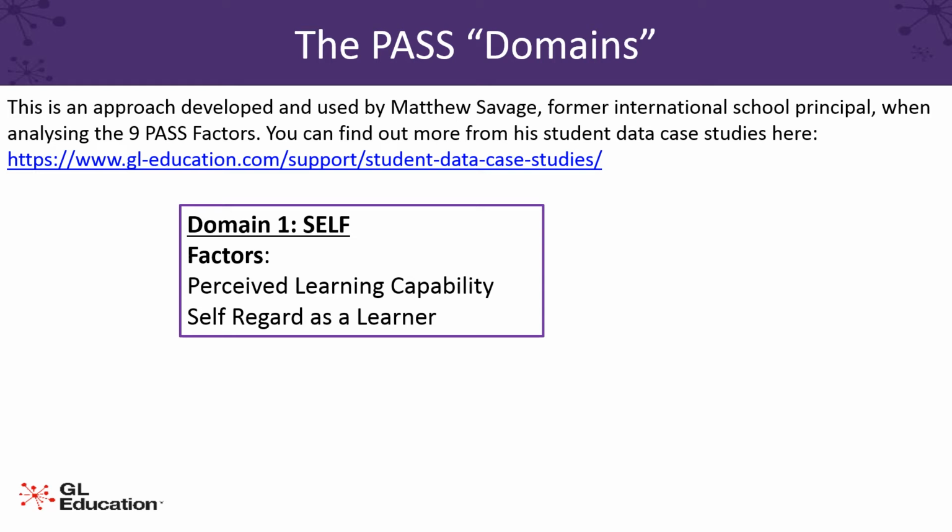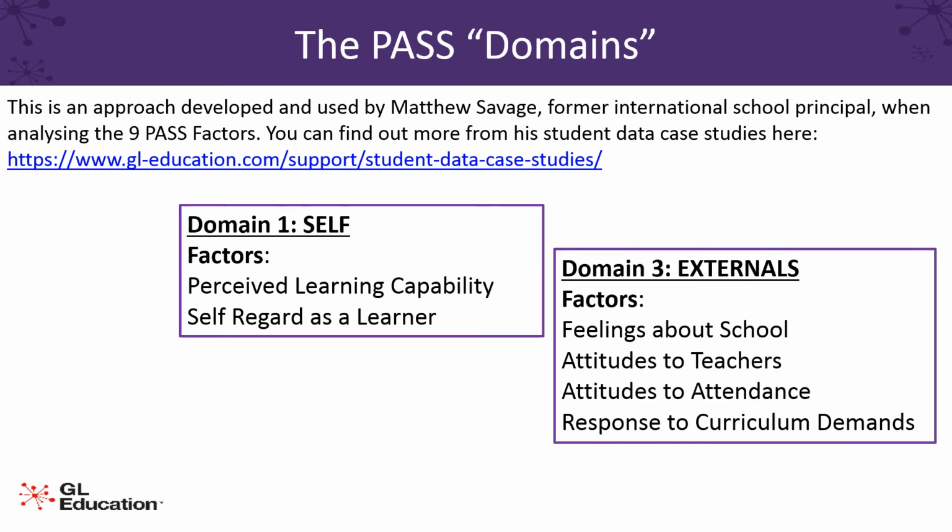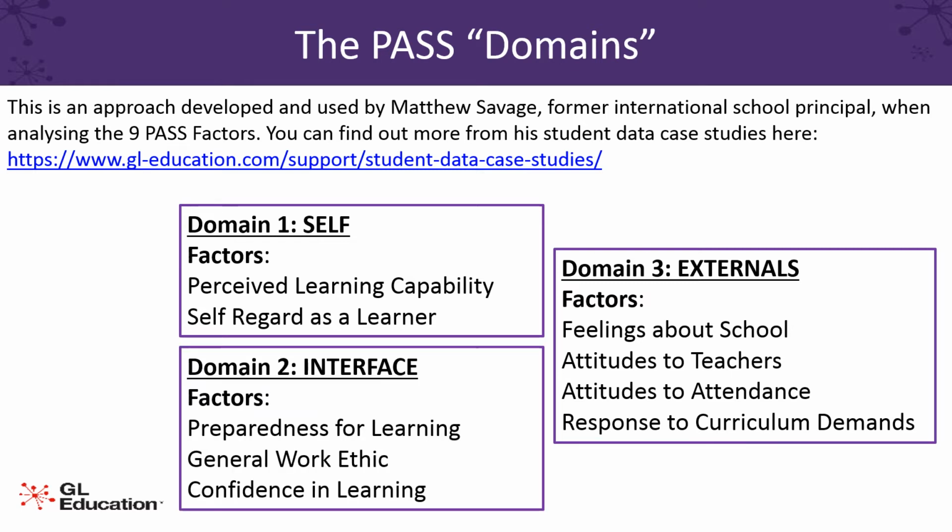Domain 1, the self, which measures how students feel about themselves as learners. Domain 3, externals, which measures how students perceive the school environment. And then Domain 2, the interface, which measures how a student engages with their school and learning experience.